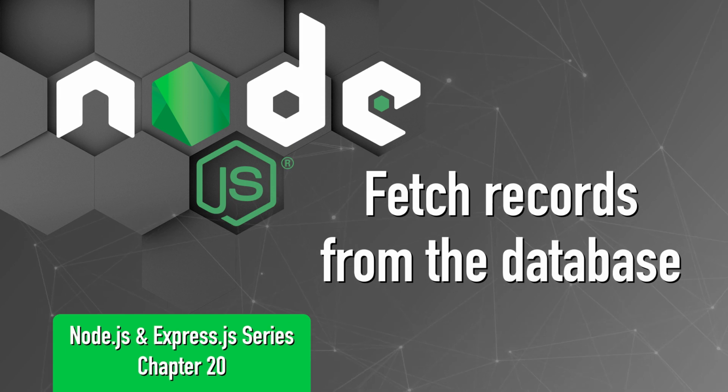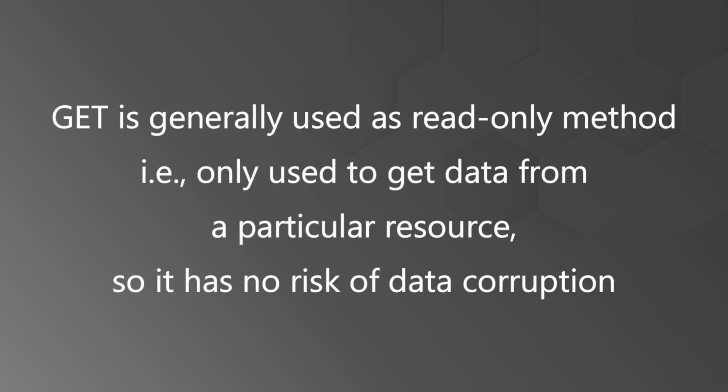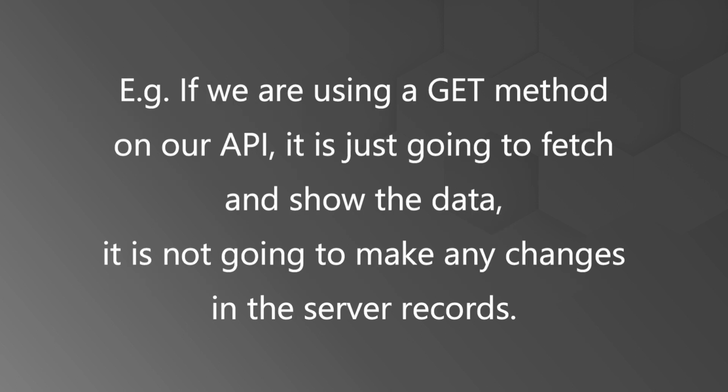In this lecture, we will learn how to fetch records from the database. To fetch or retrieve records or data from the server, we use the get method. This is generally used as a read-only method, that is, only used to get data from a particular resource, so it has no risk of data corruption. For example, if we are using a get method on our API, it is just going to fetch and show the data. It is not going to make any changes in the server records.